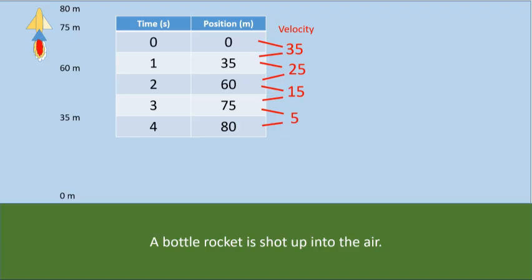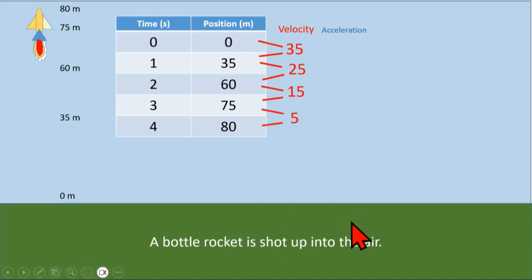So you see the velocity is positive because the rocket is moving away from the ground, and the ground is the reference point. So it's moving in a forward direction. However, the velocity is getting smaller, and let's see what that means to the acceleration.